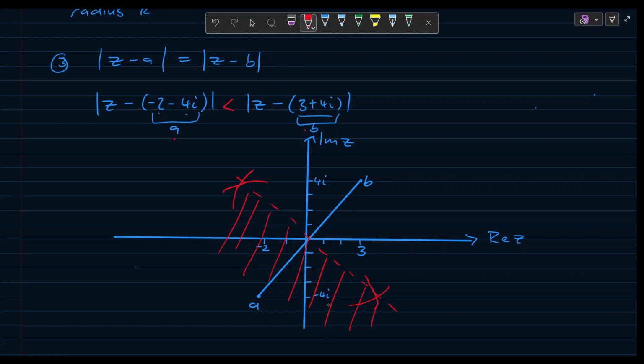And if this was greater than, then it just means we're going to shade the opposite side. It just means that we want points that are farther from A than B, or points that are closer to B than A. Then the next situation that we can have is this number 4. Yes, number 4. We're now looking at arguments.